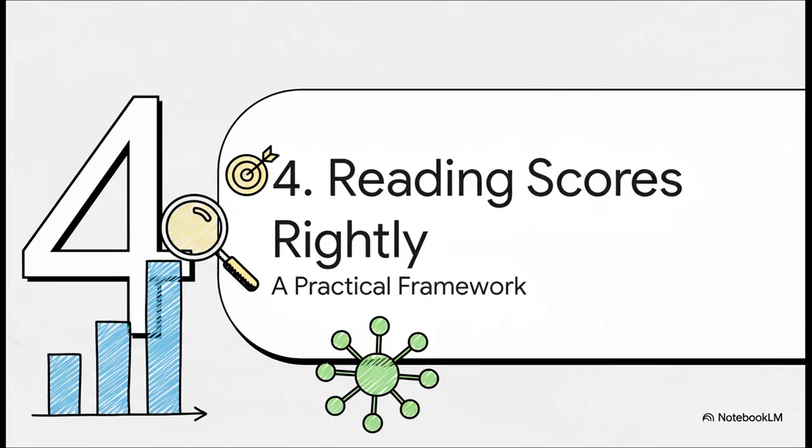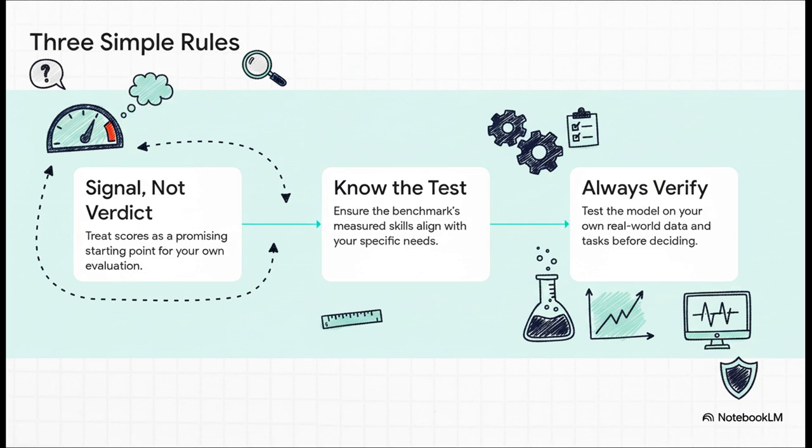Okay, so we've seen the problems with benchmarks, but that does not mean we should just throw them away. We just need to learn how to use them the right way. So here's a really practical framework for reading these AI scores correctly. Here are three simple rules to live by. First, treat a high score as a promising signal, not the final verdict. It's a starting point, not the finish line.